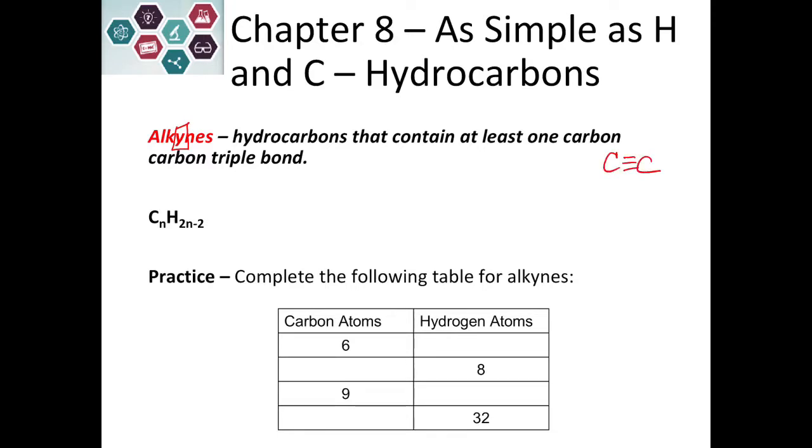Just like with the alkanes and alkenes, we have a general formula that relates the number of carbons to the number of hydrogens. If you know the number of carbons, this time hydrogens are going to be 2n minus 2. The alkanes, if we remember, were CnH2n plus 2. Alkenes were CnH2n, and now we are down to CnH2n minus 2. Notice each step going from alkane to alkene, we lose 2 hydrogens, and alkene to alkyne, we lose another 2 hydrogens. That is because every time we add an extra bond between carbons, we have to remove 2 hydrogens to do so.